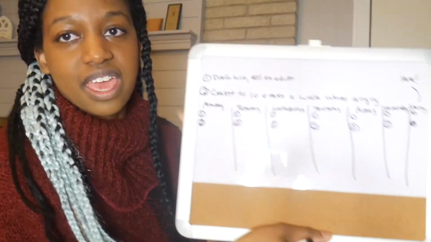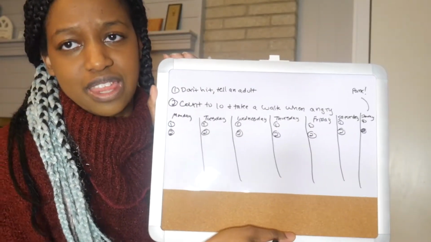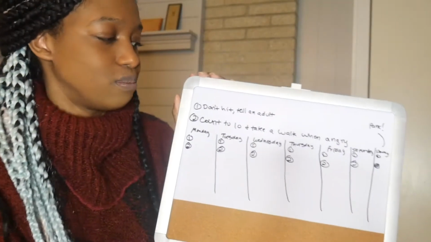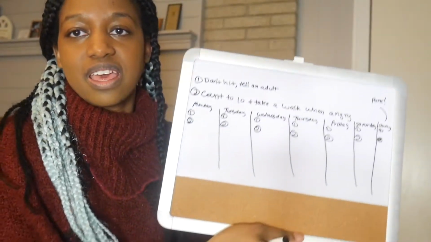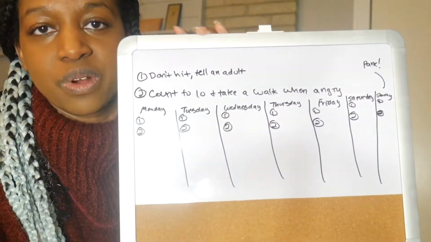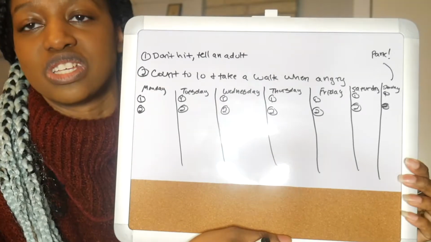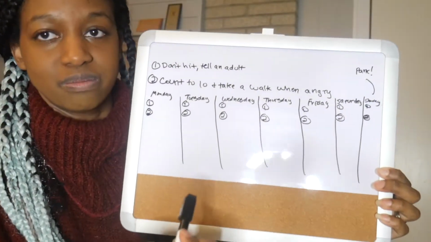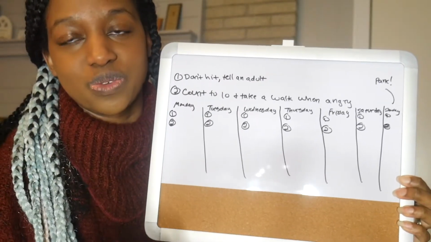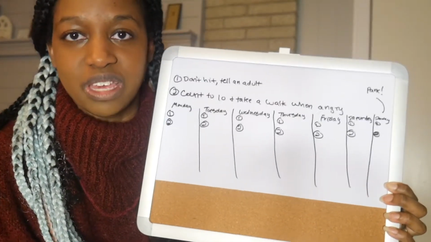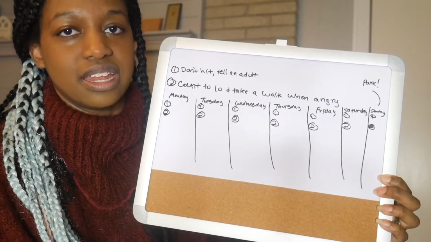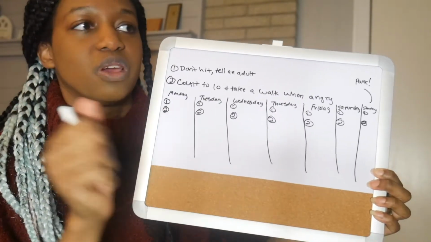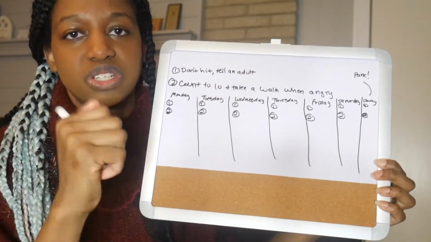I have a sample chart here that I just put together, just a simple one. Now this is not tied to any child that I work with or have ever worked with. This is just an example, okay? So let's say Jimmy is having issues with hitting at home. He hits his little brother and he gets really angry. He starts writing on the walls and punching the wall, whatever.